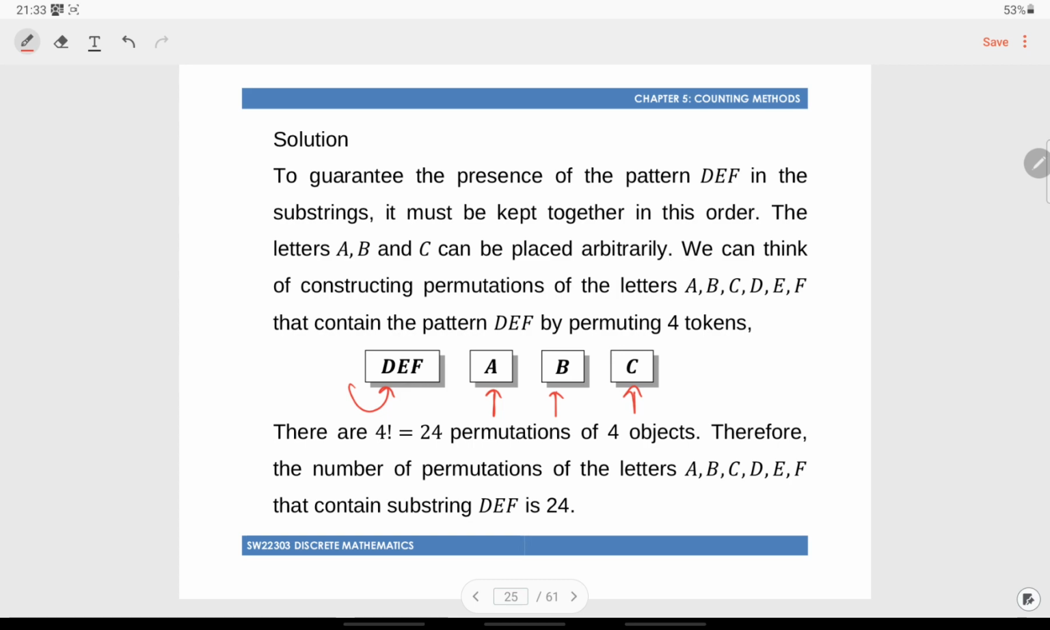Because there are 4 different tokens, it can be done in 4 factorial, which is equal to 24 permutations of 4 objects, where DEF is considered as one object. Therefore, the number of permutations of the letters A, B, C, D, E, F that contain the substring DEF is equal to 24.